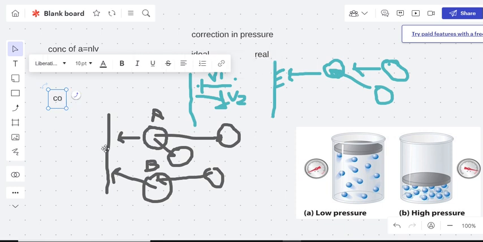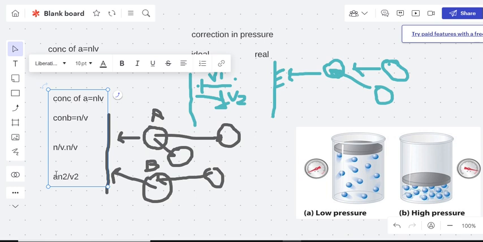Concentration of A is equal to n divided by V, and the concentration of B is equal to n divided by V. So the overall concentration, which means A and B, is equal to a times n divided by V multiplied, which we can represent with the help of a dot, n divided by V, which is equal to a n square divided by V square.